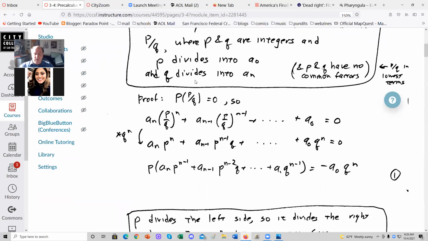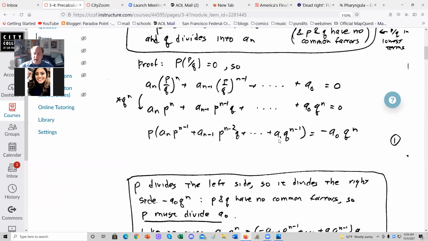Now here's a proof. It goes like this, and you'll find it in the book. If p of p over q is 0, then you plug it in: a_n times (p over q) to the n plus a_(n-1) times (p over q) to the n minus 1, all the way down to a_0, is 0. If you multiply by q to the n, you get a_n p^n plus a_(n-1) p^(n-1) q plus a bunch more terms all the way up to a_0 q^n. Now, if we move the leading term to the other side, and you divide a p out of every other term, you get p times stuff equals minus a_0 q^n.